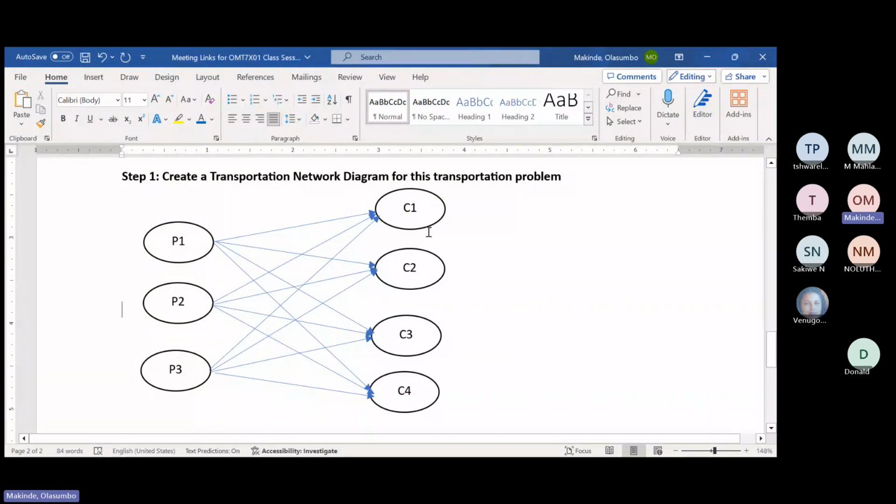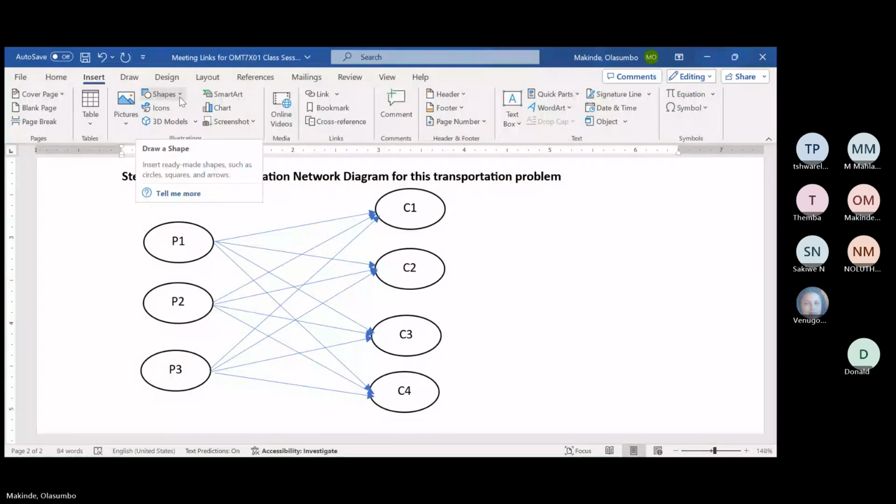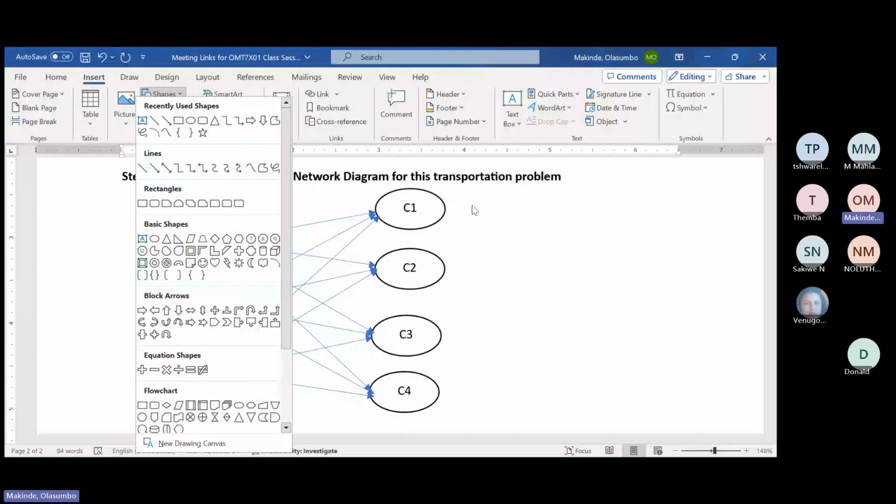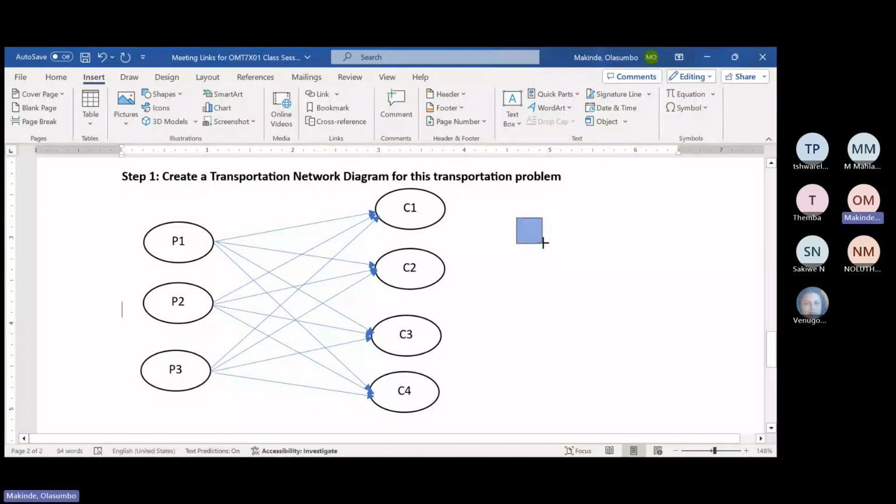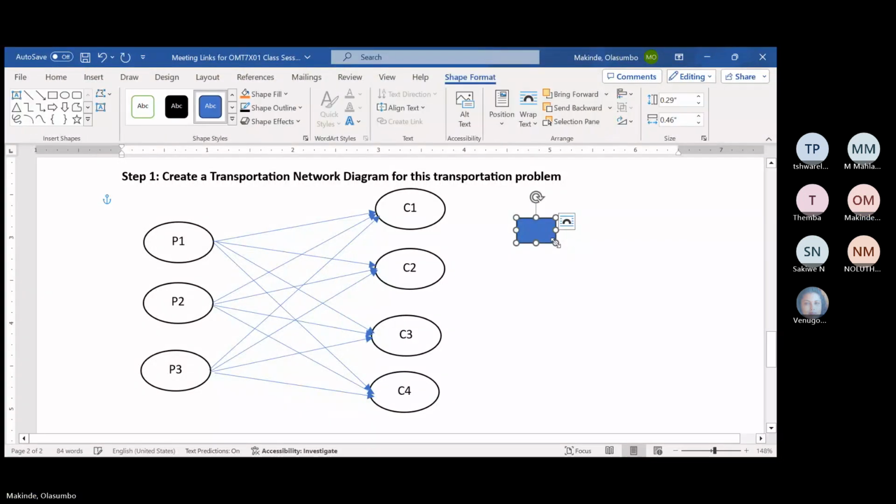So let's quickly, now the next thing you need to do on the network, you need to go and populate the cost of shipping. You remember in the table, they tell us how much is the cost of shipping 1 million kilowatts of electricity from each plant to each city. So we need to put that in the network.